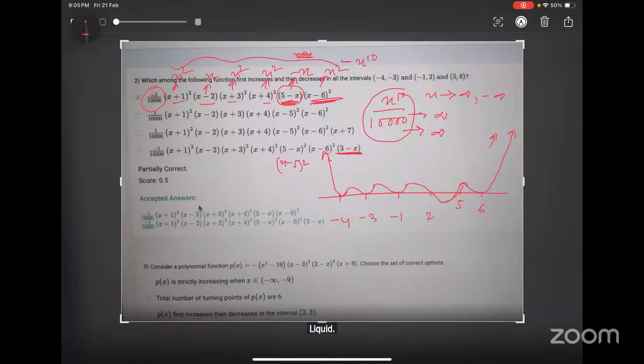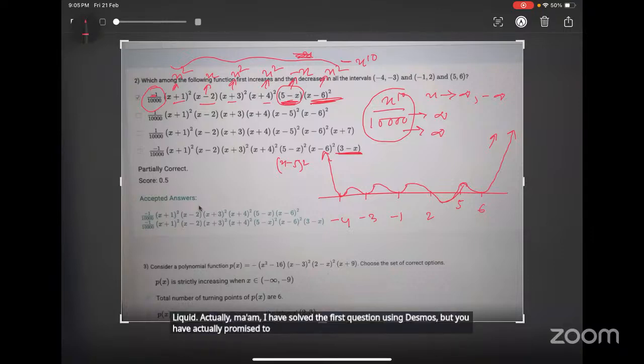Actually, ma'am, I have solved the first equation using Desmos. You had promised to solve it after the graded assignment is over, right?